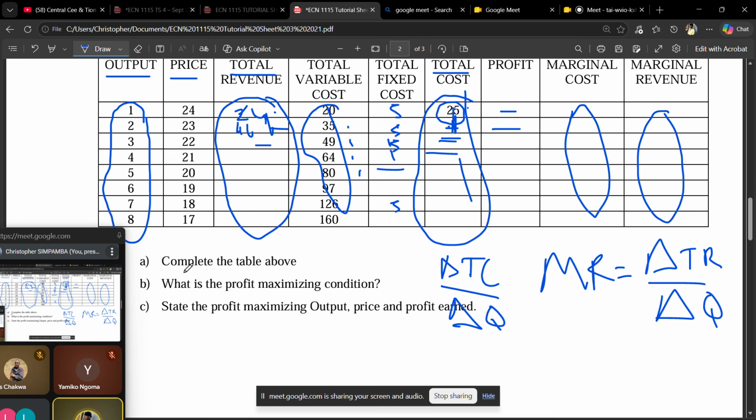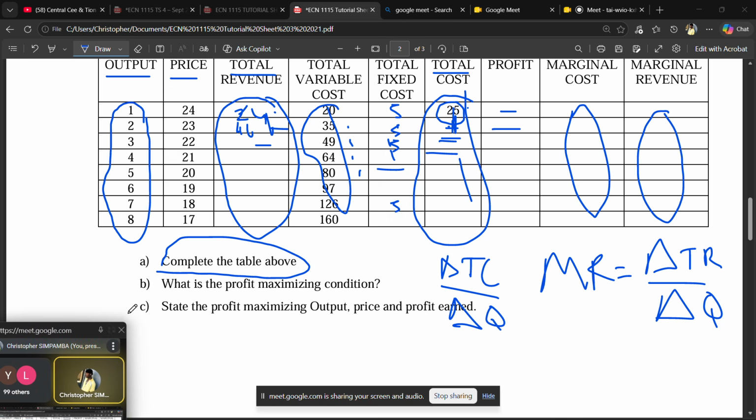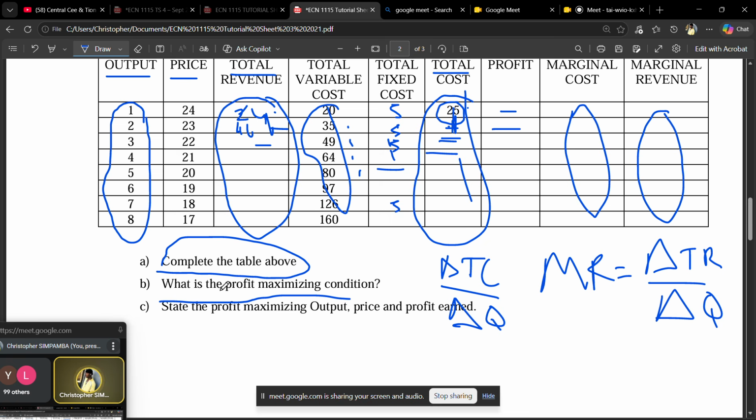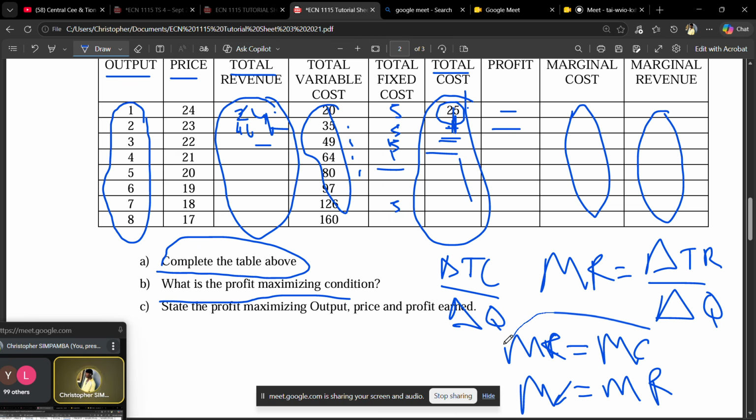The first question was saying we complete the table, which we've already done. And then the second question was asking what is the profit maximizing condition. The profit maximizing condition for any firm is that marginal revenue is supposed to be equal to marginal cost, or you can also say marginal cost is equal to marginal revenue. It's just the same thing. So this is the condition for question B. You can just put it as that.